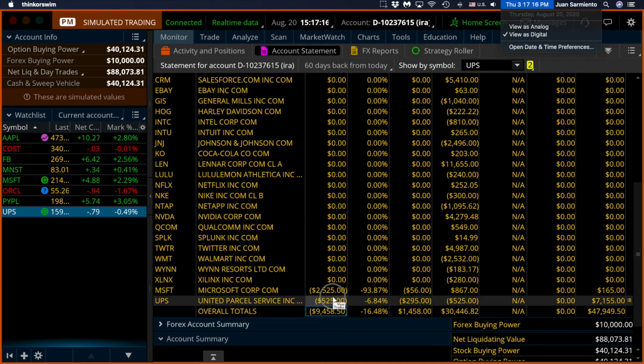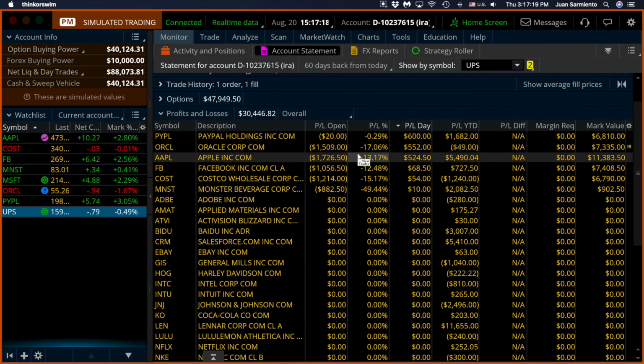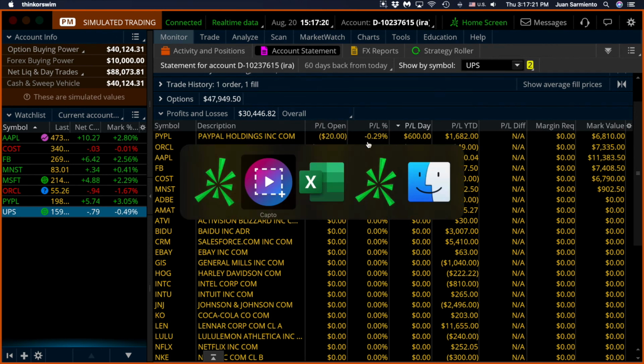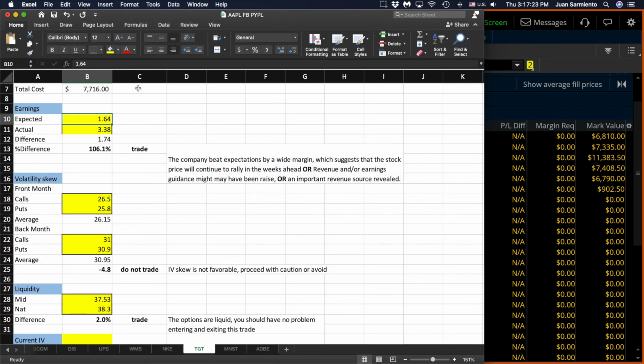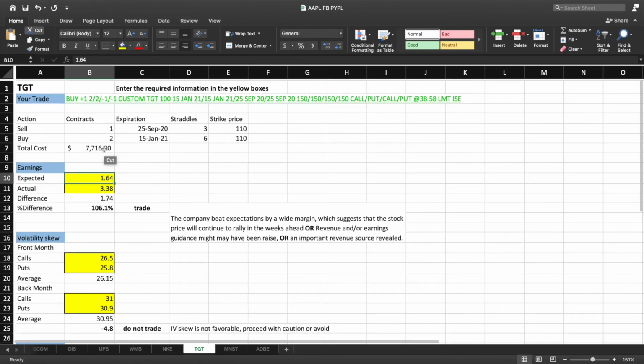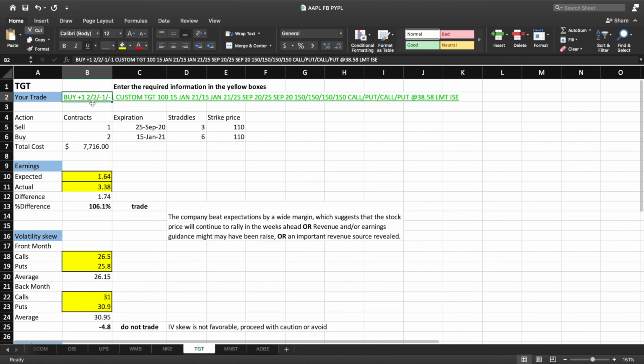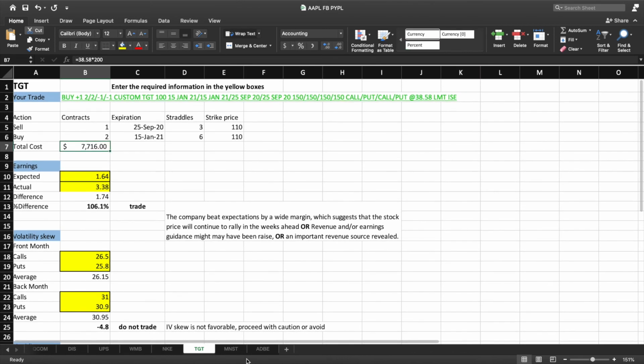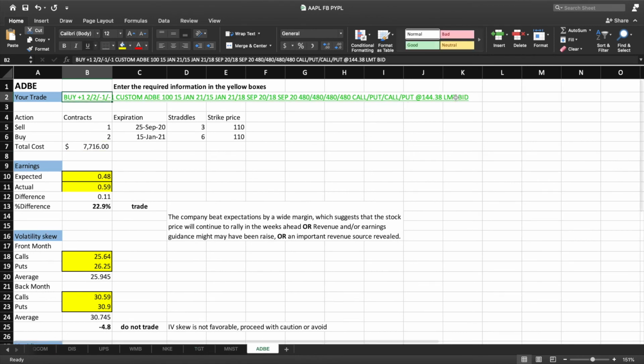Okay, so today I'm going to discuss the decision-making spreadsheet. This is an Excel spreadsheet that I use to enter my trades, and here are the details. I enter the trade and I calculate the price. Let me show you first Adobe, since this particular trade cost $144 per trade times 100. Okay, so that would be too big.